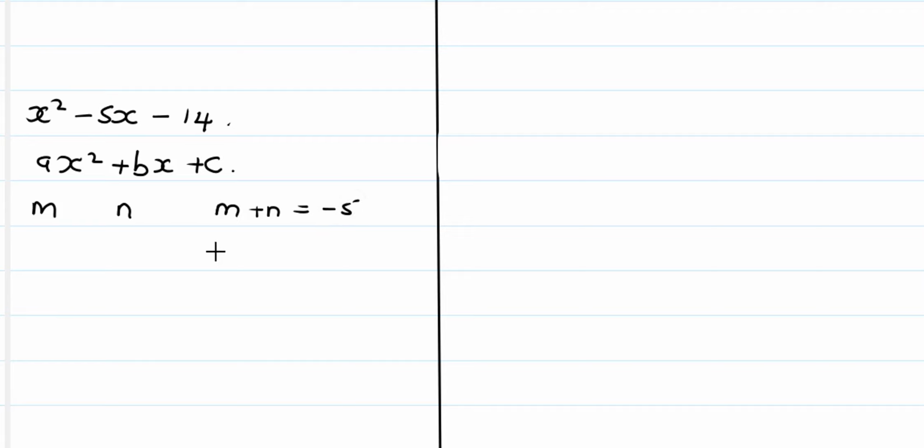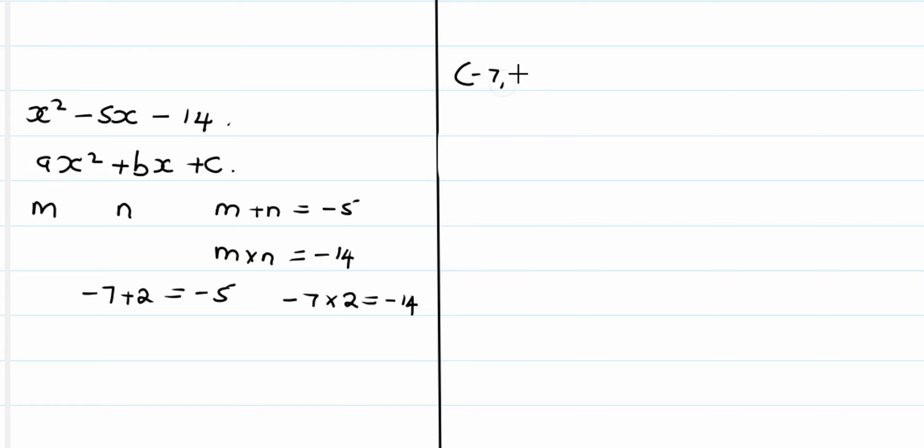And when I take m multiplied by n, they'll give me negative 14 here. So what are those two numbers? I think the two numbers are negative 7 and 2, because if I take negative 7 and add 2, I'll get negative 5, which is what we want here. And if I take negative 7 multiplied by 2, I'll get negative 14. So our two numbers are negative 7 and 2.